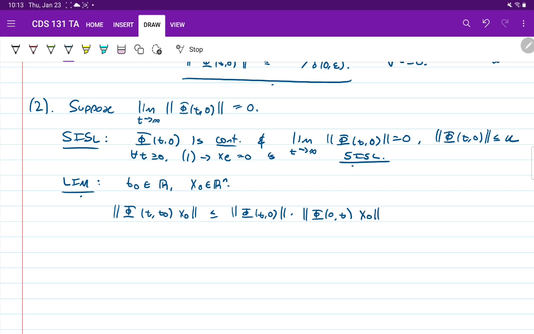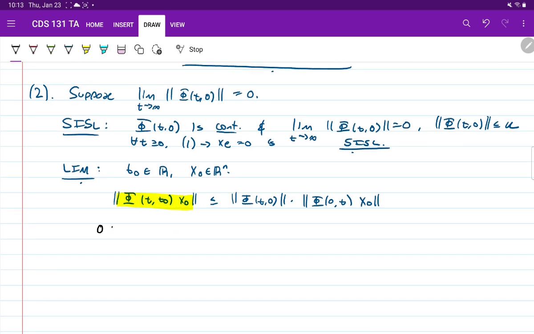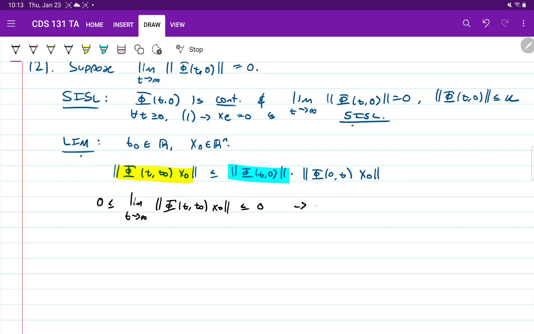Now, if we posit the limit, then essentially this quantity is upper bounded and lower bounded by 0. Okay. We get 0 less than or equal to the limit as t goes to infinity of phi of t, t naught, x naught, which is less than or equal to 0, right? Because if we posit the limit on this side, this guy decays to 0, right? Okay. So then we conclude the limit property.